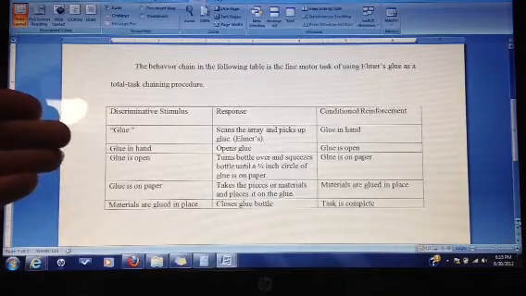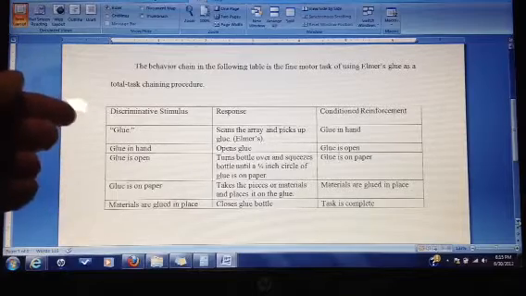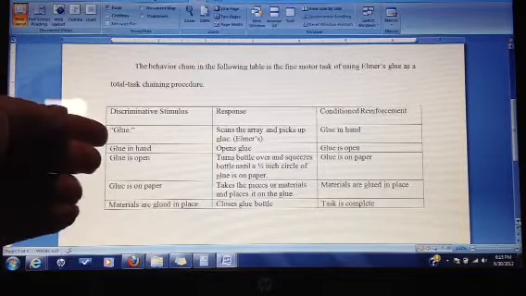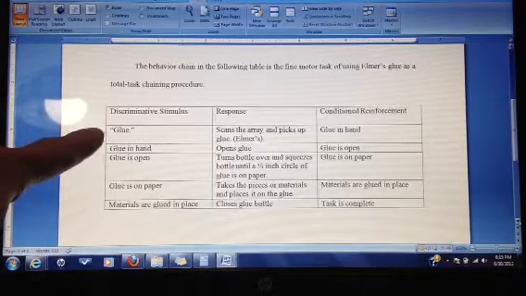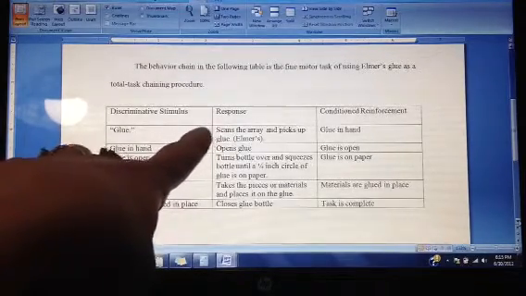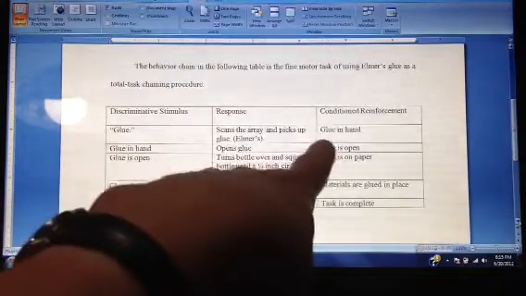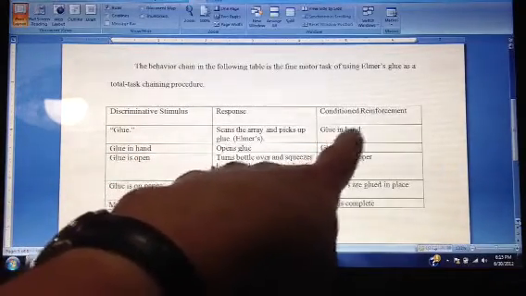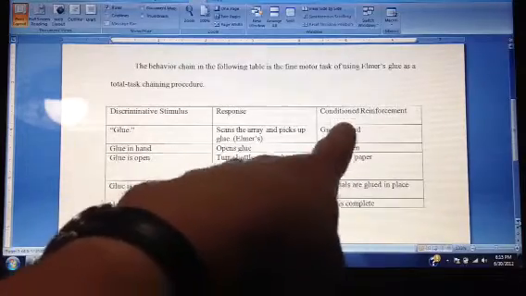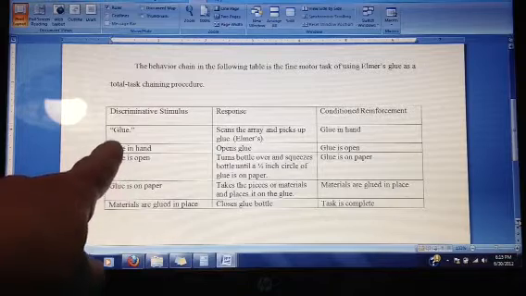So let's look at this one here, which is using Elmer's glue. The discriminative stimulus is someone saying "glue." Upon hearing that stimulus, the learner scans the array and picks up the glue. The result of picking up the glue is that it's in your hand. Having the glue in your hand becomes the next discriminative stimulus.